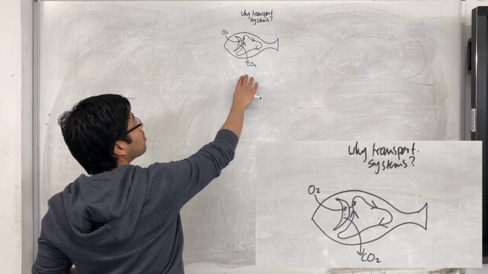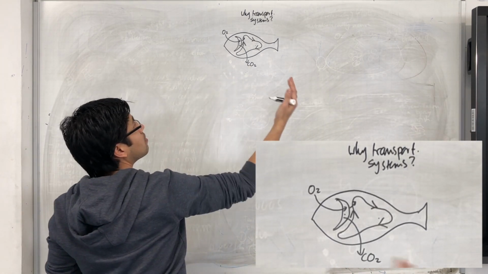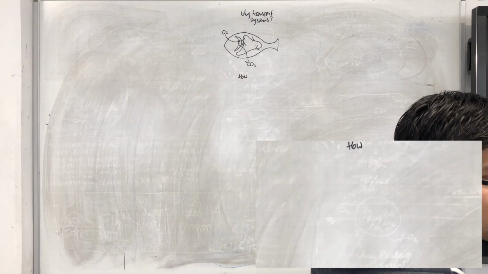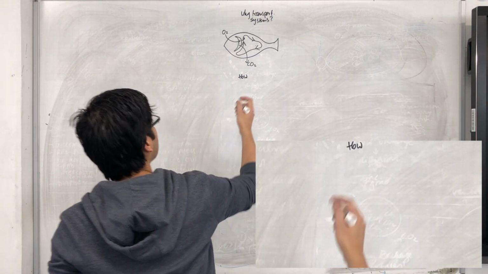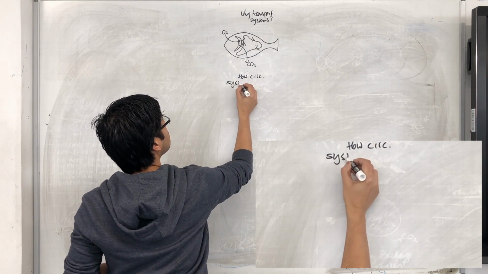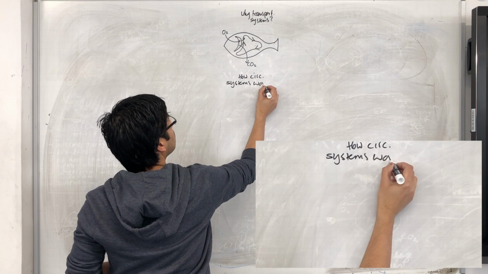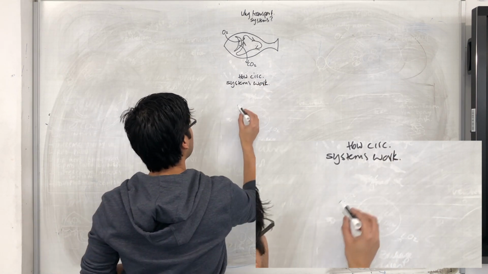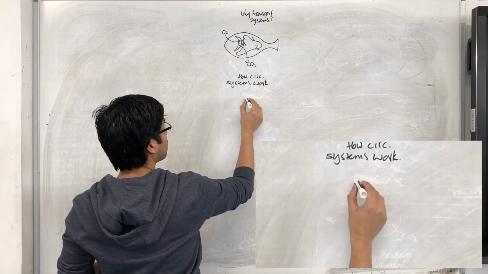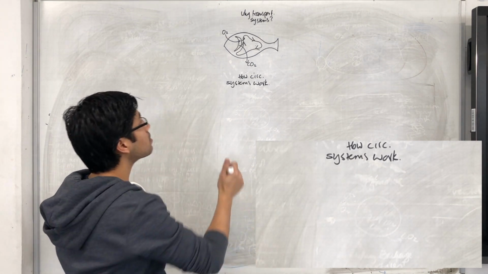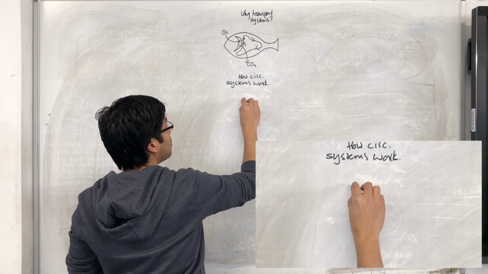The next thing we'll discuss is how circulatory systems work. Okay, now, circulatory systems have three main components. But we'll get to that in a bit.